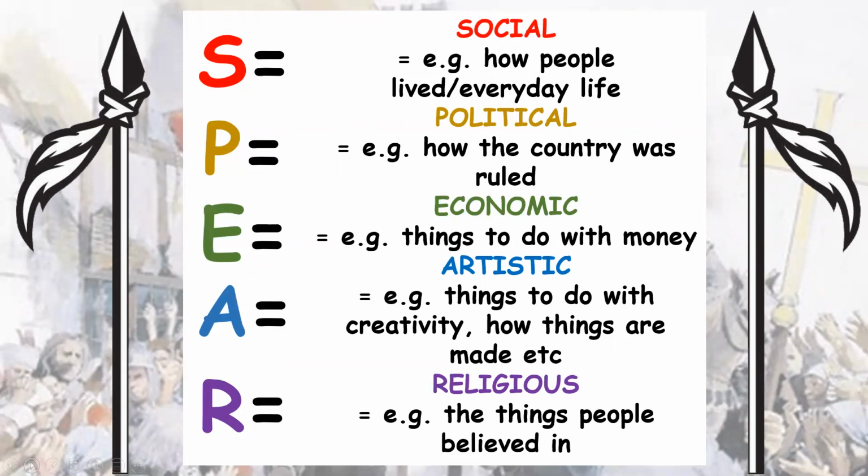The E is economic, things to do with money, so how money was run in the country, who held all the money, how the country made more money. The A is artistic. So these are things to do with creativity or how things are made, such as music, what instruments did people play, what type of art people did. And the final letter, R, is for religious, the things that people believed in.